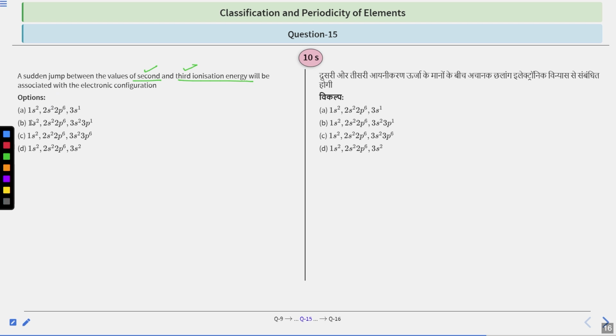Options are 1s2, 2s2, 2p6, 3s1; 1s2, 2s2, 2p6, 3s2, 3p1; 1s2, 2s2, 2p6, 3s2, 3p6; or 1s2, 2s2, 2p6, 3s2. You have 10 seconds to solve this question. After that, we will see the correct answer.